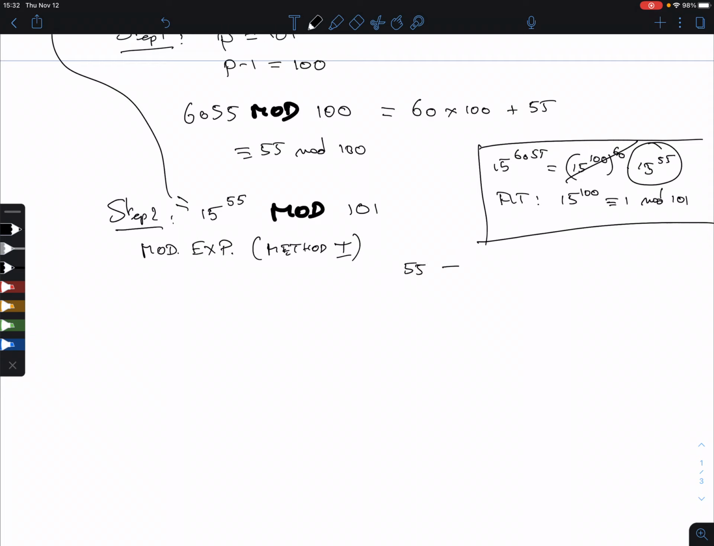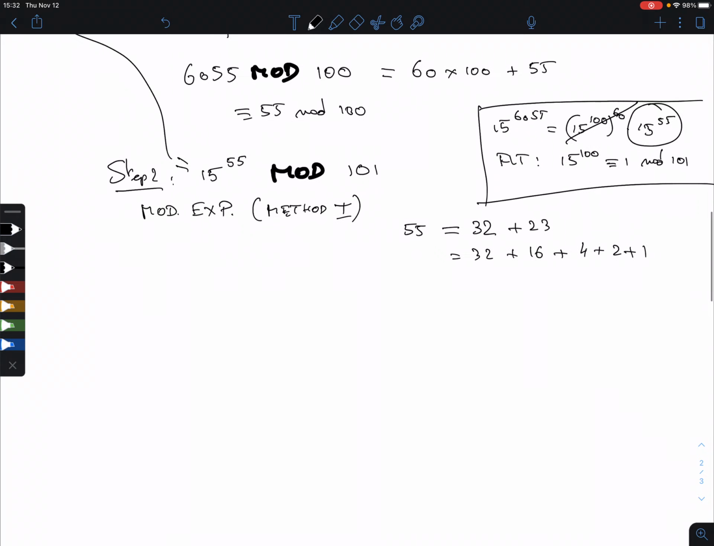So first thing is we have to write this as a sum of powers of 2. So that's 32 plus the biggest power of 2 that goes in there, that's 16, so that is 32 plus 16 plus 5, no, that's what I'm saying is wrong. It's this one, right? 32 plus 16, 48, 52, 54, 55.